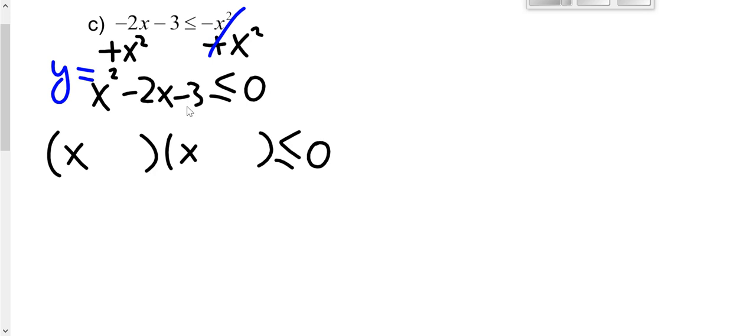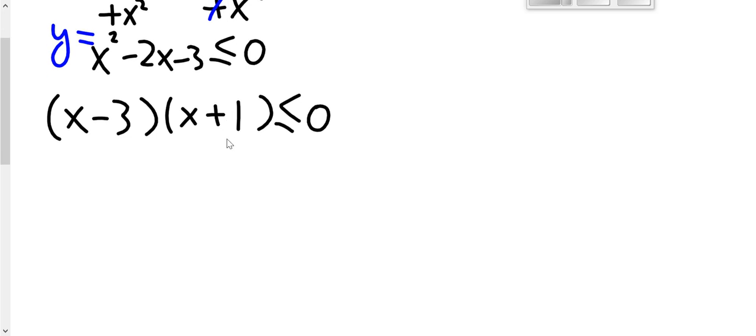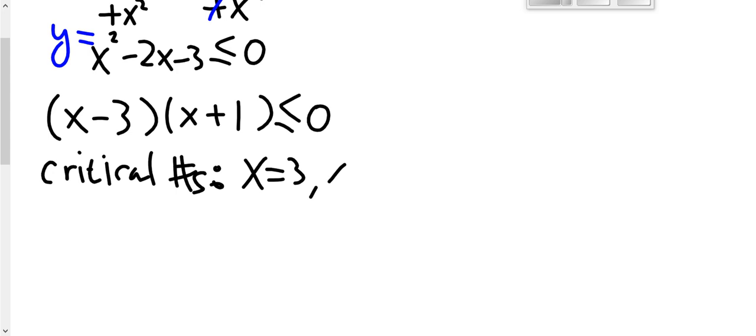Still keep the inequality sign. So if you do the factoring, what two numbers multiply to negative 3 and add to negative 2? That would be negative 3 and positive 1. And that means our critical numbers are 3, that would make this 0, and negative 1, that would make this equal to 0. So x is 3 and x is negative 1.